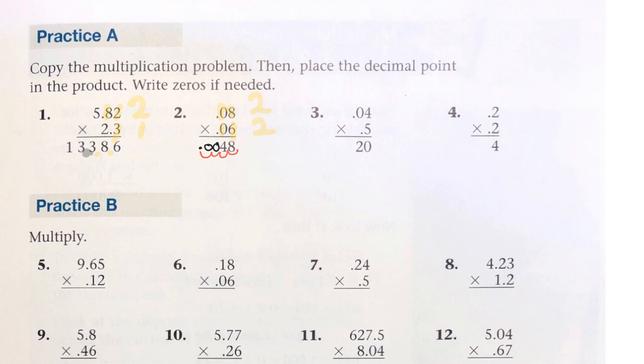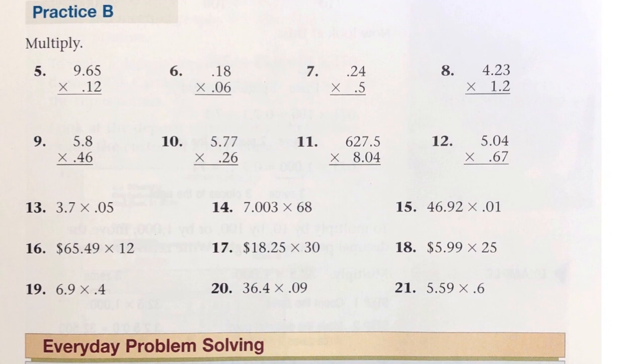So number 3 has 2 decimal places. The bottom one has 1, so we have to move 3. We can start from the right and go 1, 2, 3. We need to add a 0, and then we can put the decimal. Number 4, we've got 1 decimal place and 1 decimal place, so now we have 2 decimal places. 1, 2. Add the 0, put the decimal. Practice B, multiply.